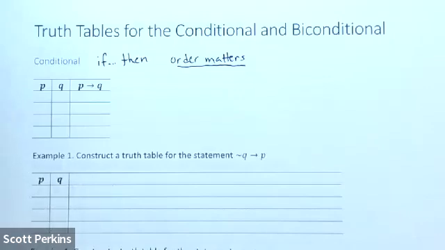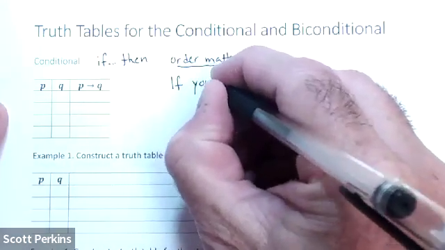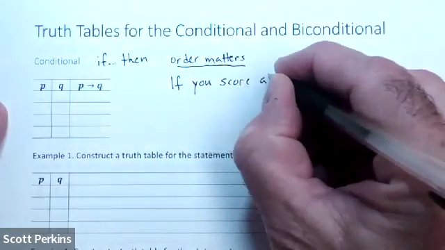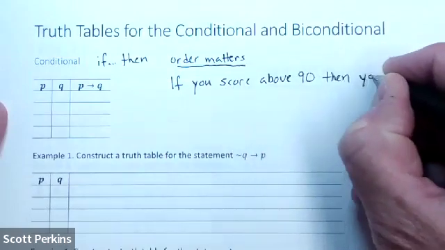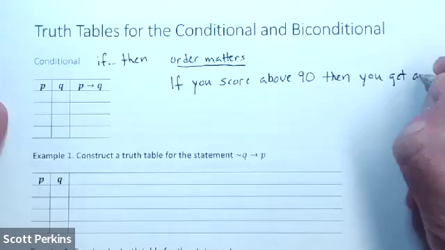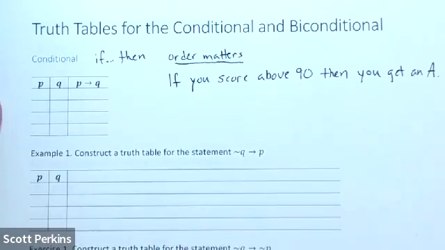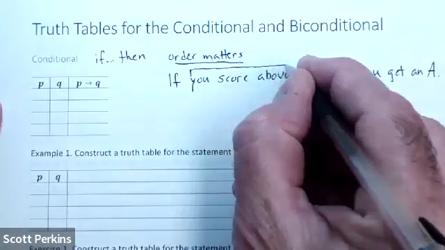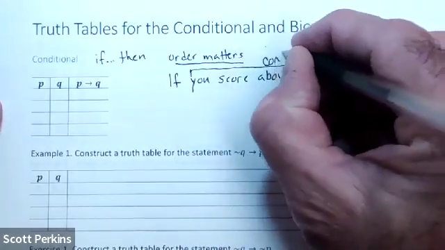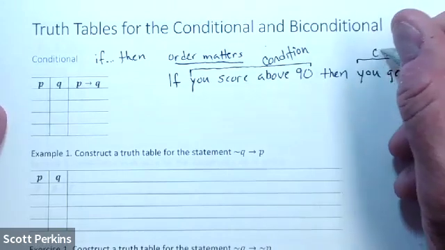So here's my statement we're going to deal with. If you score above 90, then you get an A. And just to remind you, this is stuff we've talked about before. The part that comes after the if, that you score above 90, that's called the condition. That's kind of the test of the statement. That's the part that you have to satisfy. And then you get an A, that's the consequence.